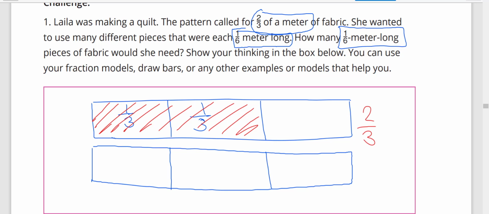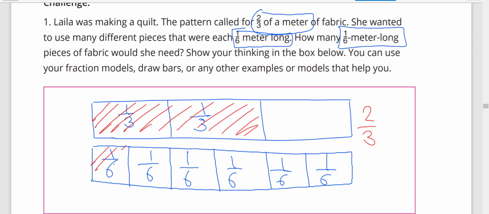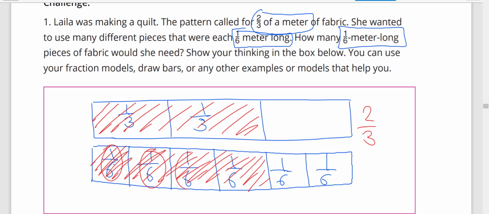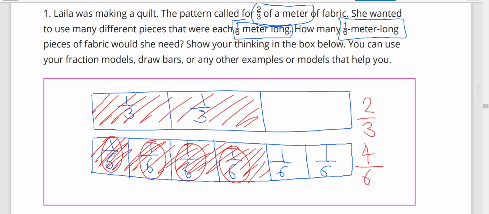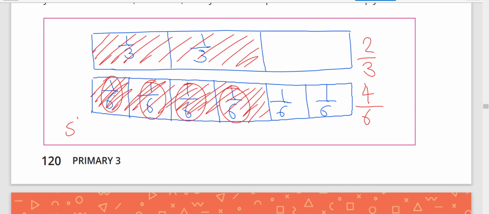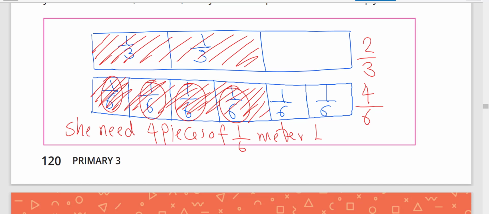And divide it into 6 equal parts. At the first, divide it into 3 equal parts, then divide each part into 2 equal parts. Each part is 1 over 6. So how many sections does she need? Here, this part is equal to 2/3. So, how many sections? 1, 2, 3, 4. So 2 over 3 equals 4 over 6. So she needs 4 pieces of 1/6 meter long.